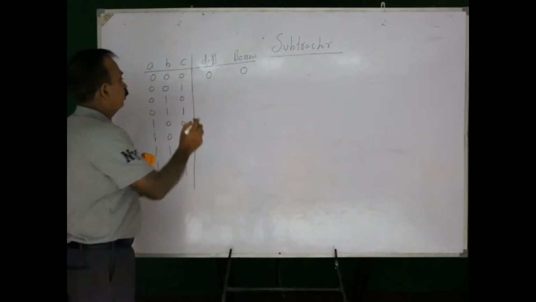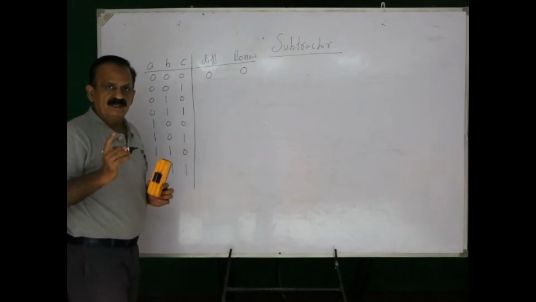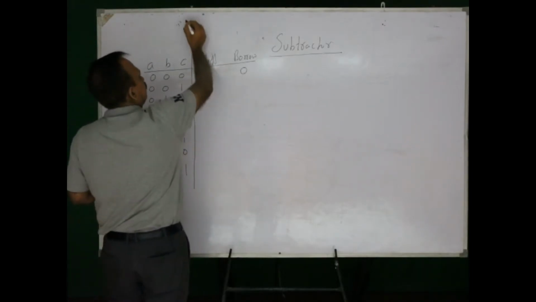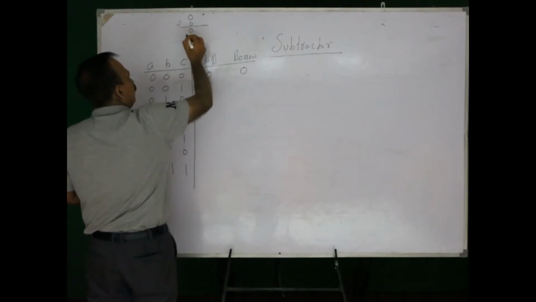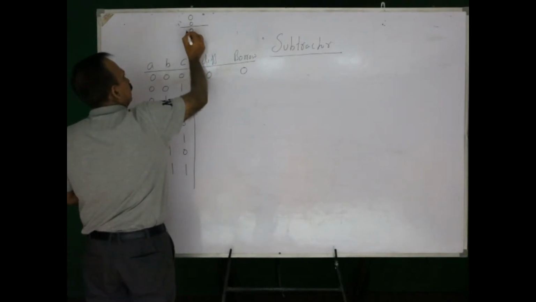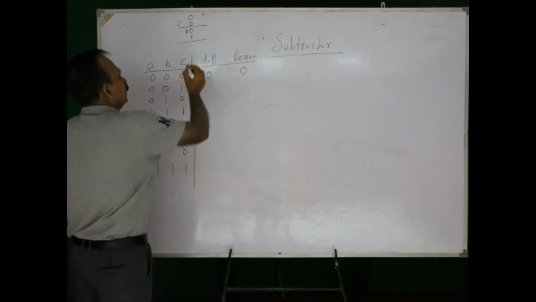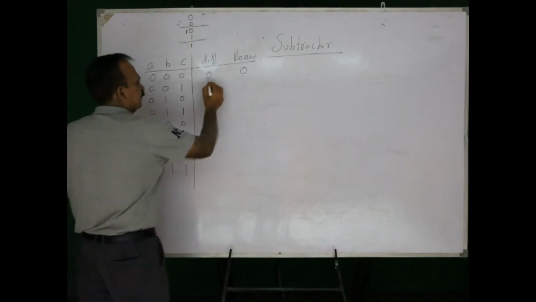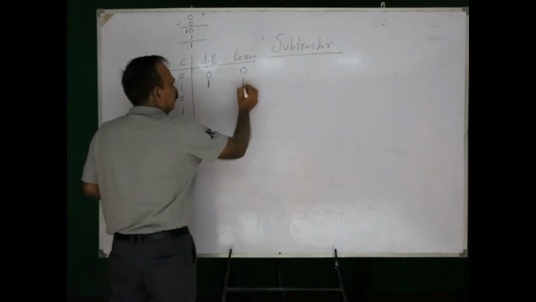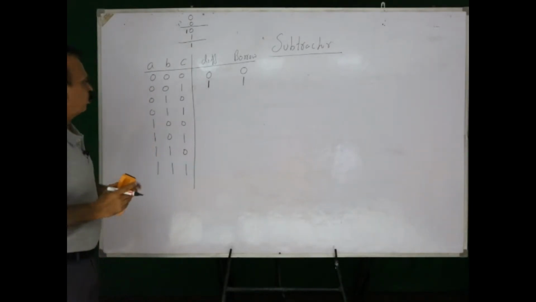Now, for 0 minus 1, this will be borrow 1, and this operation is something like this: 0 minus 0, this difference is 0, and then 0 minus 1. Now, here I need one borrow. Now, 10 minus 1 is 1. So, the difference is 1 as well as the borrow is 1. Difference is 1 as well as the borrow is 1.